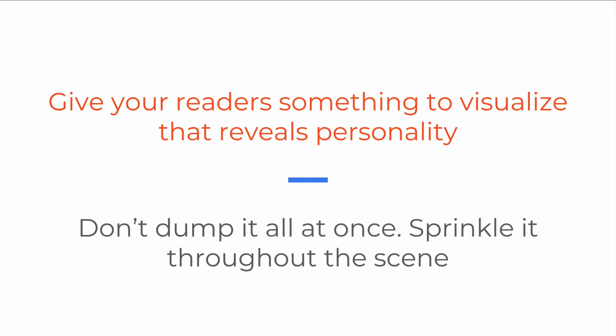Rule number 2, don't dump it all at once. Sprinkle it throughout the scene. We showed in our examples that a great way to sprinkle these things throughout the scene is to pair them with dialogue. As the characters act and move and especially speak, we can include those little tiny descriptions or little actions to continue to remind your reader who your characters are and that they are consistent throughout the scene.